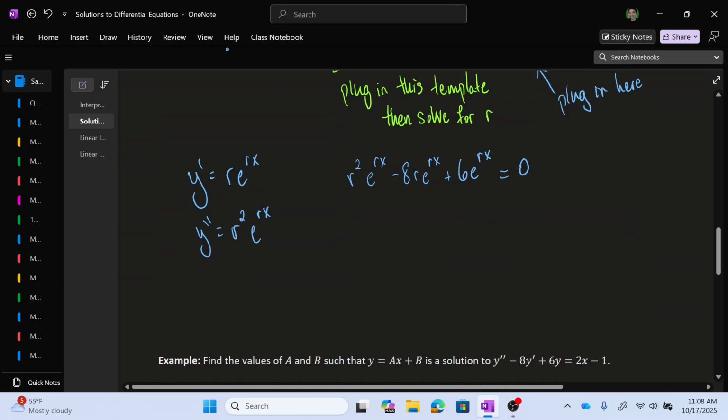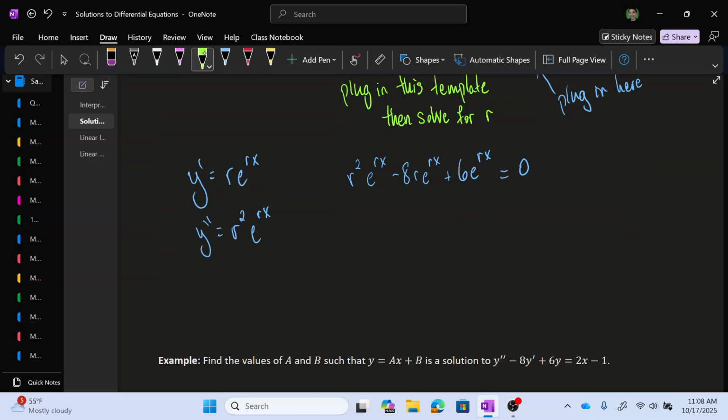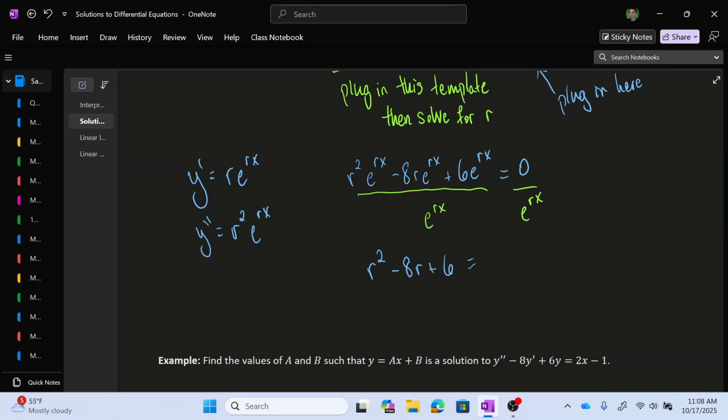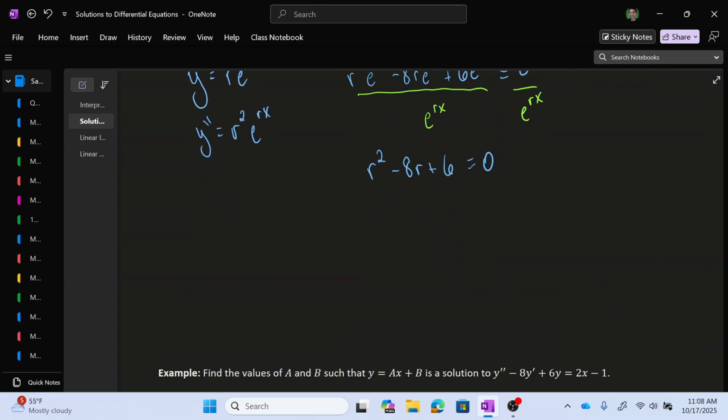Now let's clean up this equation a little bit. Let's go ahead and divide out the e to the rx that is present in all terms. And the equation on the left side then reduces to an equation containing r alone, a quadratic equation that can be solved, for example, using the quadratic formula. So r is equal to negative b plus or minus the square root of b squared minus 4ac all over 2a.